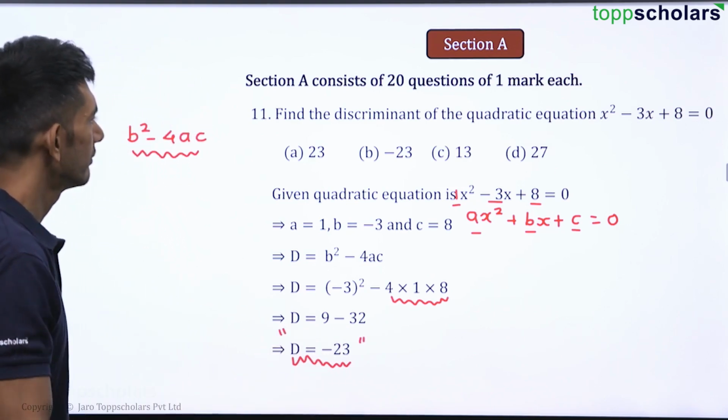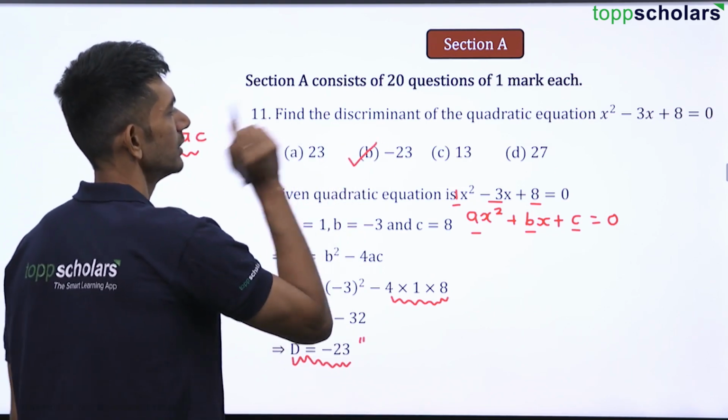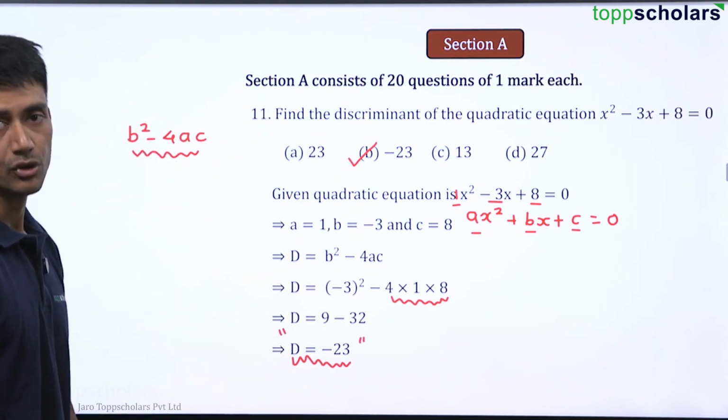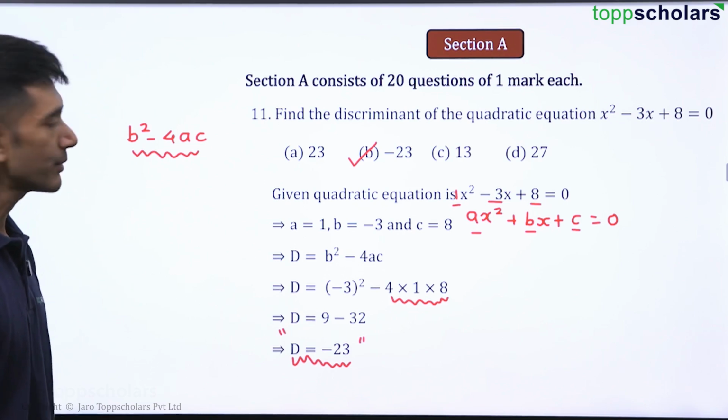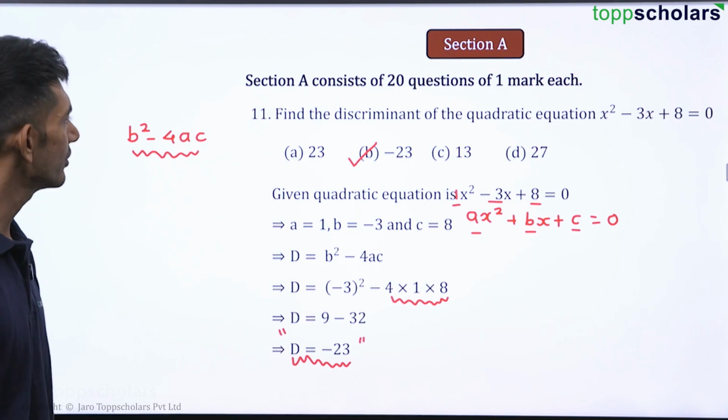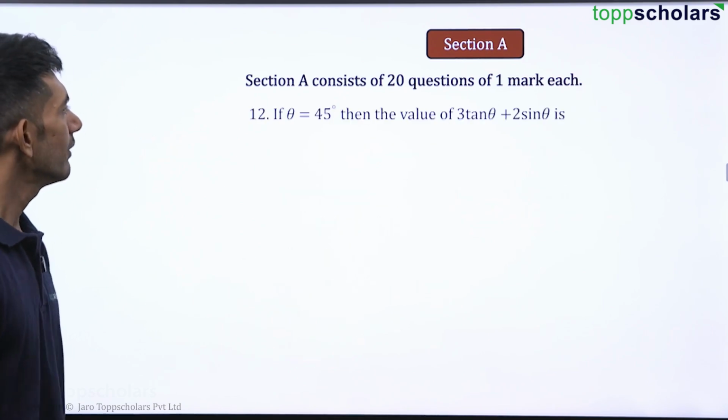That's it. So option B is the correct option. So we are done with the 11th question, which was based on the quadratic equation chapter, where we were supposed to find out the discriminant of the given quadratic equation. Perfect. We have the next question.